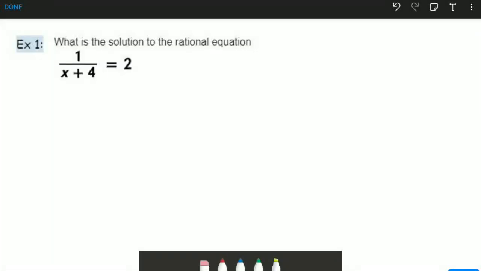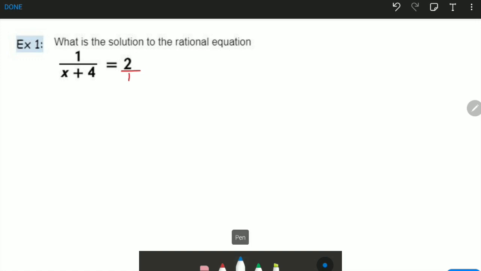Now, example one here is, what is the solution to the rational equation? We have 1 over the sum of x and 4 equal to 2. This one is an easy one to do with cross multiplication, but I want to keep it consistent and use the same method the whole time. But cross multiplication will work great here because it's a very simple fraction. On the right side, we have 2, so as a fraction, 2 would be 2 over 1.